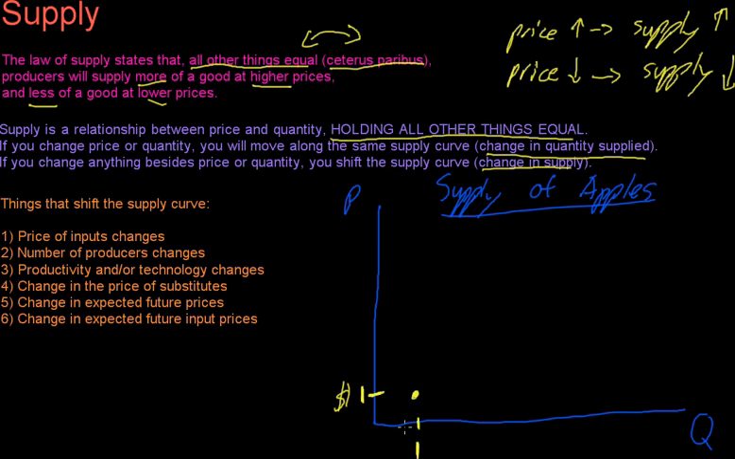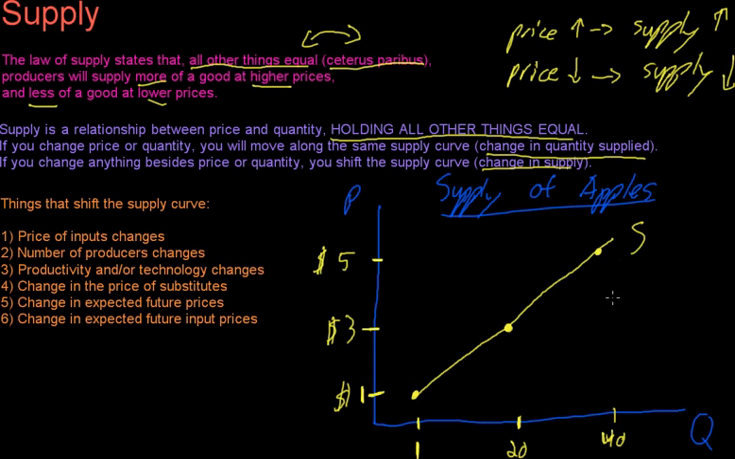Now, if it's $3 an apple, that seems a little bit more reasonable. It seems like you could make a bit of a profit doing that. So if apples are $3, then let's say people farm 20 million apples a day. And then if apples are $5, it seems like you could make a killing doing that. So people will farm a bunch of apples, and let's say that they'll do 40 million apples a day. So when you connect these dots, you get the supply line, and we normally just label it S.